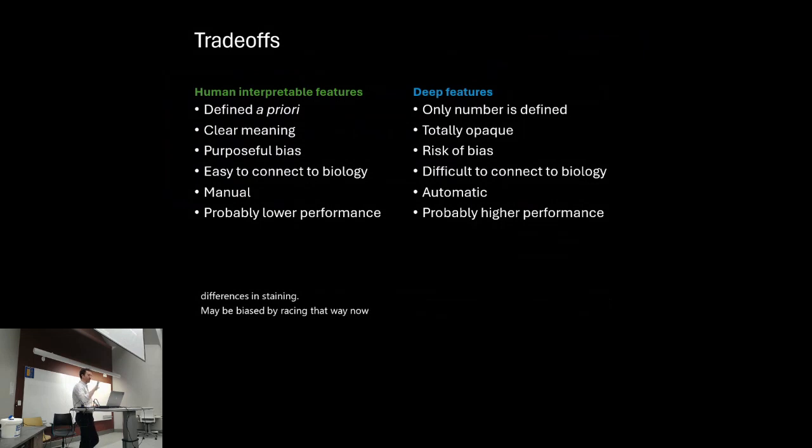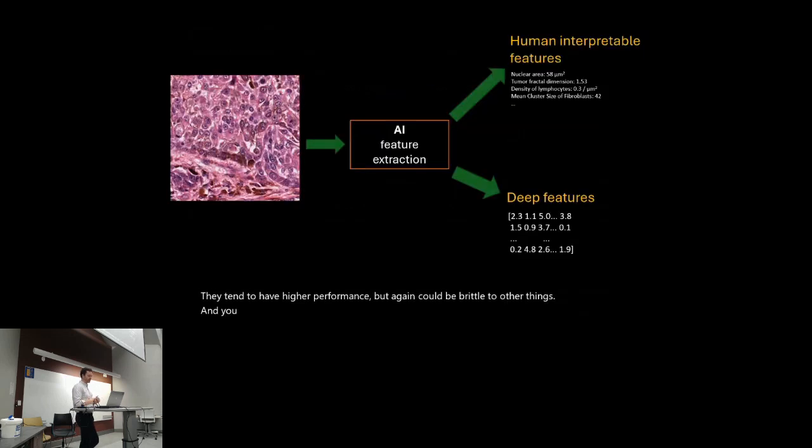Now, if all you care about is performance and you don't care about anything else, I think your best option is to go with these deep learning-based features. They tend to have higher performance, but again, could be brittle to other things. And I find this paradigm, as a pathologist, to be deeply unsatisfying, because neither of these is really what I do when I look at an image.